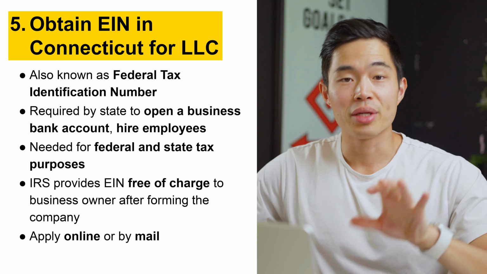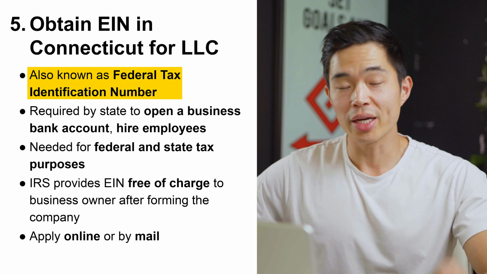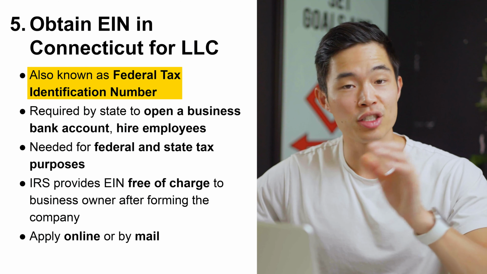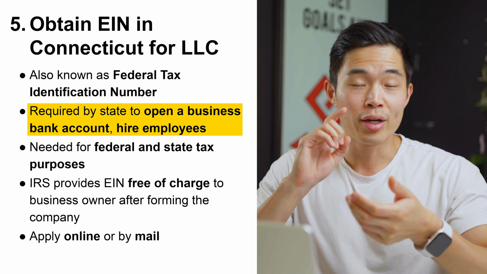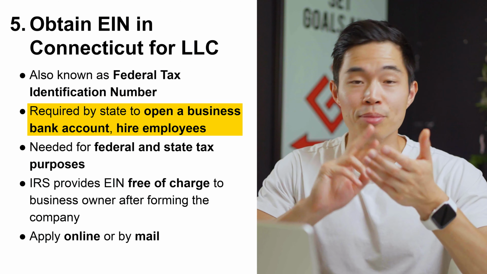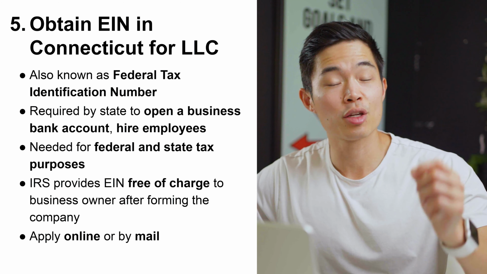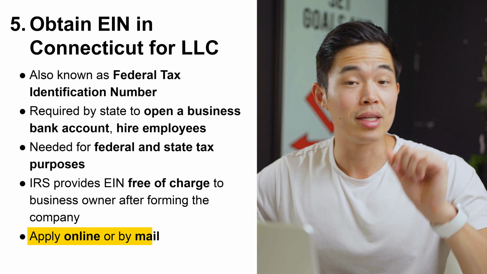Step 5 is to obtain your EIN for your business. So your EIN is basically your federal tax identification number. Think of it sort of as a social security number for your business. And it's required to open up a business bank account, hire employees, and file your taxes. It's actually quite easy to get your EIN. You guys can do this easily online.